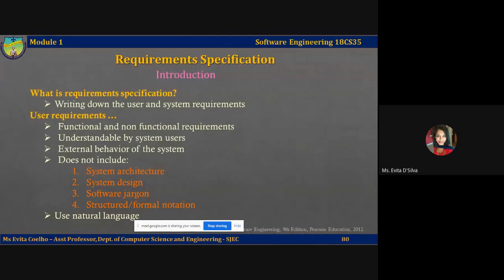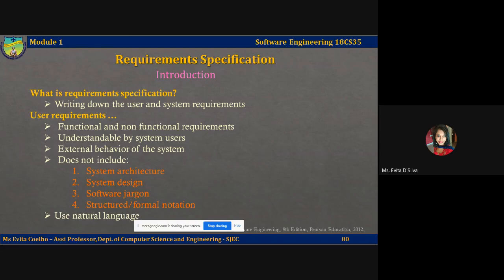In this lecture video, we are going to talk about requirement specification. So what is requirement specification? Specification is the process of writing down the users and system requirements in a requirements document. We have already defined what we mean by user requirements, system requirements, functional requirements, and non-functional requirements in the previous lecture videos. Ideally, the user and system requirements should be clear, unambiguous, easy to understand, complete, and consistent.